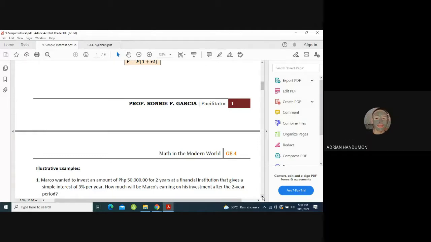Yes, sir. Number one: Marco wanted to invest an amount of 50,000 for 2 years at a financial institution that gives a simple interest of 3% per year. How much will be Marco's earning on his investment after the 2 year period?